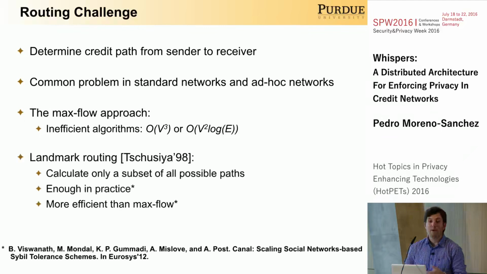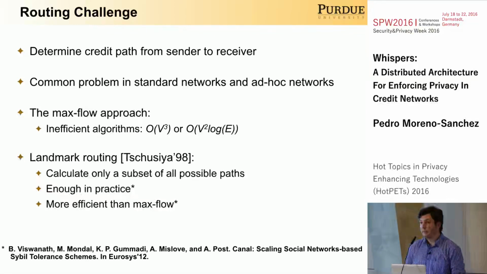Alternatively, the landmark routing approach has been proposed. The idea is that we don't need all possible paths between 2 users, but we need to calculate only a subset of all possible paths. It has been shown that this is enough in practice to perform transactions in a credit network, and this approach is more efficient than the max flow approach.